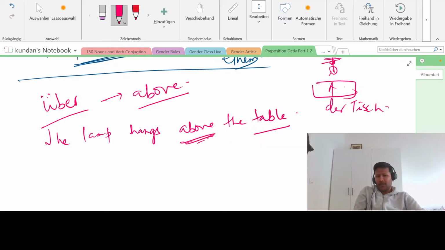This is Dativ, right? And because of above, this is a location of the lamp. Is the lamp moving? No, it is just hanging, right? So there's no movement in that. This is location. So what will be the sentence?